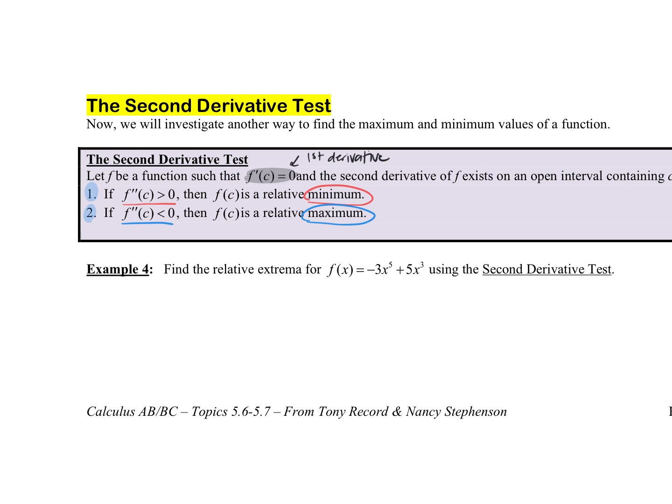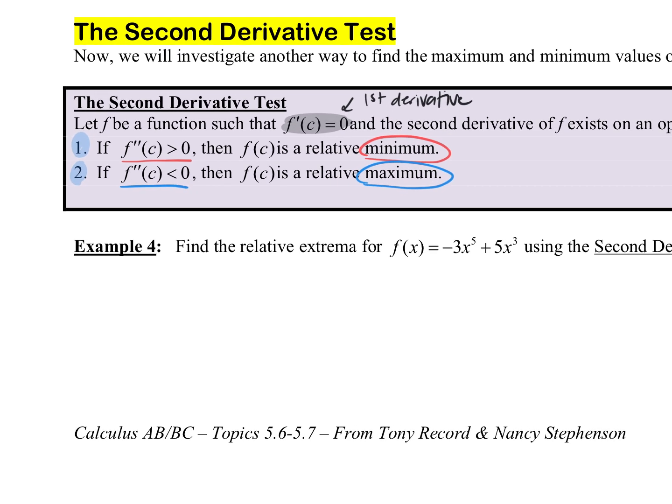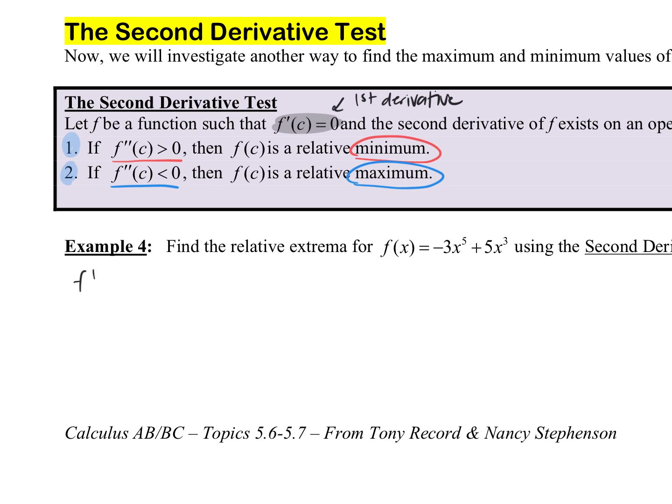So if we want to find these minimums and maximums using the second derivative test, we can do that by finding our first and second derivatives. The first derivative I'm going to find here would be negative 15x to the fourth plus 15x squared. That's my first derivative. We're looking at when this is equal to 0.